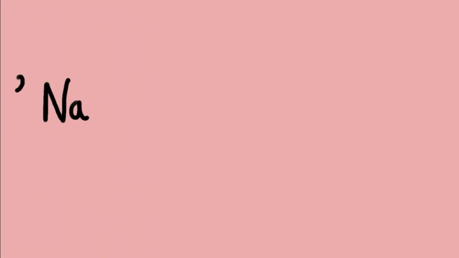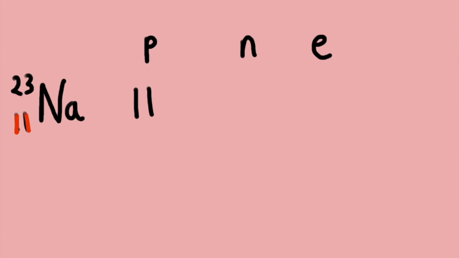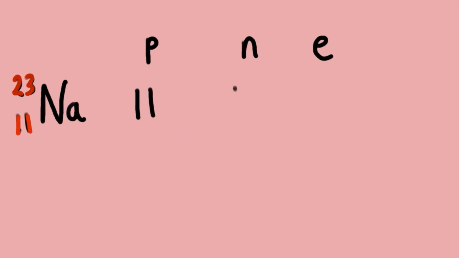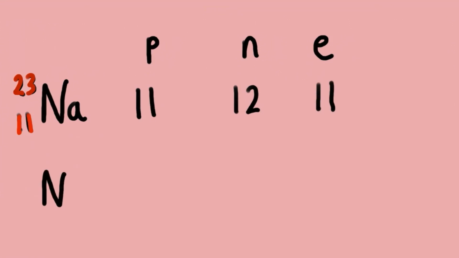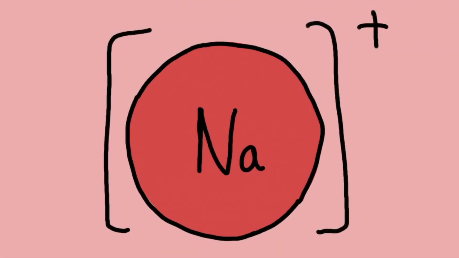Okay, now let's have a look at an atom of sodium. It would have 11 protons, 12 neutrons, 23 take away 11, and then 11 electrons. But how about if an atom of sodium had a positive charge, it was an ion? It would then have 11 protons, which is equivalent to the atomic number, 12 neutrons, but the number of electrons would be 10 because we have one less negative electron.